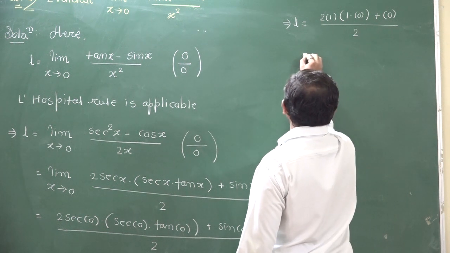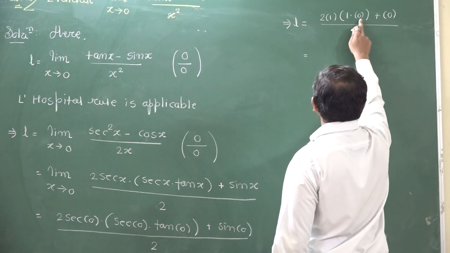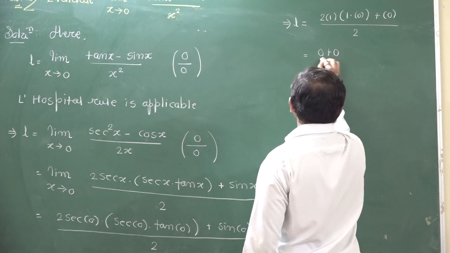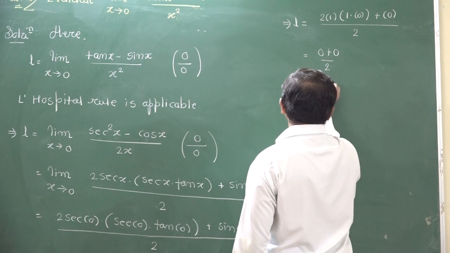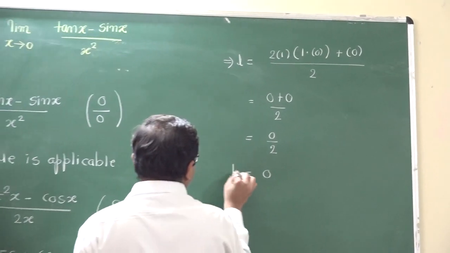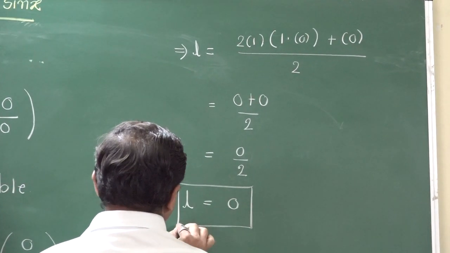So what will we get as the answer? 2 multiplied by something, 0 into something is 0. 0 plus 0 by 2, we get the answer 0 by 2, so that is 0. So our finite limit of the given function is 0.